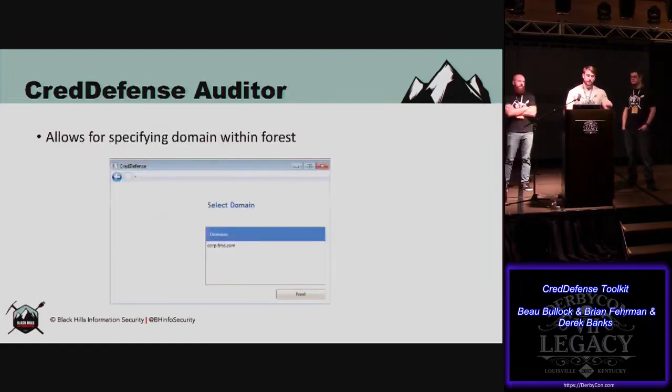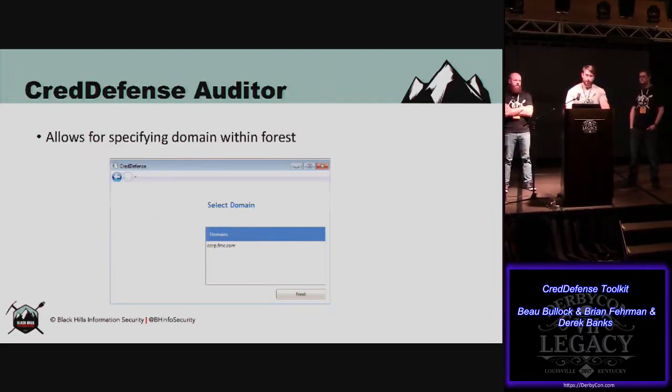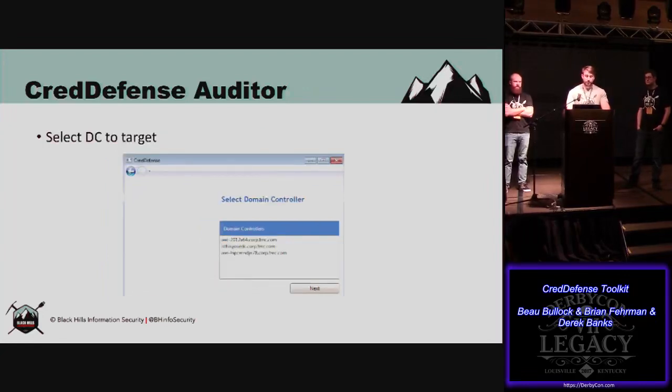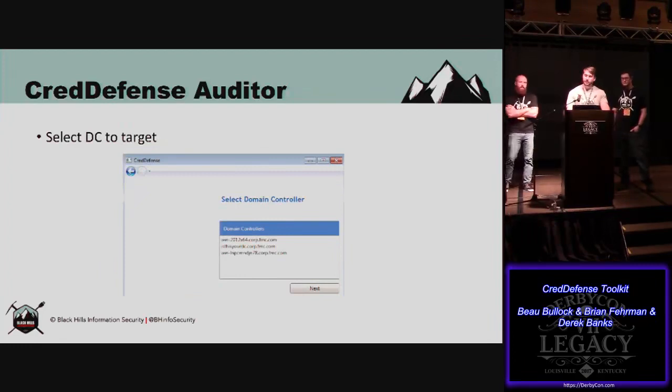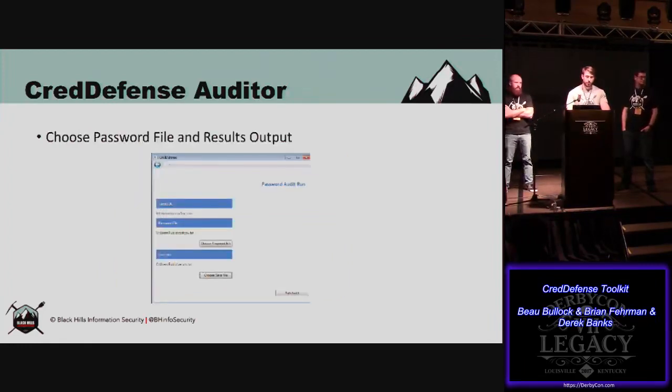So basically, you pop up this interface. You can select the password auditing feature, and you'll get a list of all the domains within your forest. So if you want to perform it on a different domain than what you're on, you can potentially do that, right? You have the credentials for that. Next, go ahead and select your target. You'll get a list of domain controllers in that environment. Go ahead and select the domain controller that you want to target.